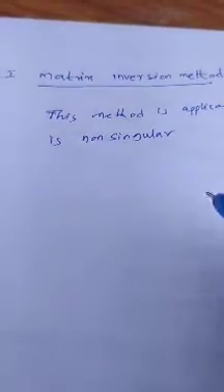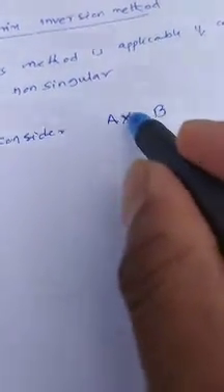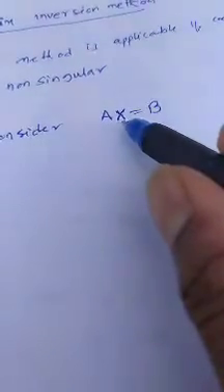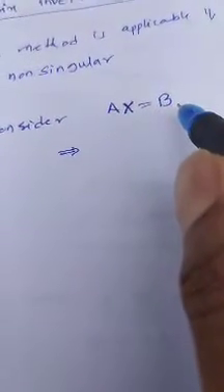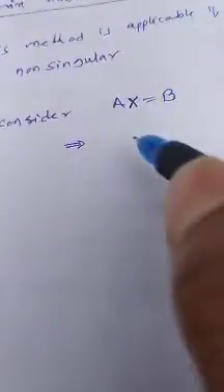So how to apply the inversion method? Consider the matrix equation A X equal to B. After giving the system of equations, we convert it to matrix form. Here we are going to find the values of the variables, so this is the variable matrix. After converting the system into A X equal to B, check whether the determinant of the coefficient matrix A is 0 or not. If it is not equal to 0, we can apply the matrix inverse method.